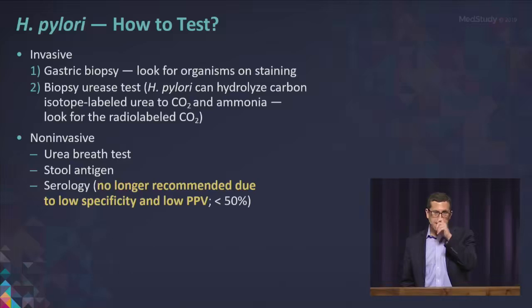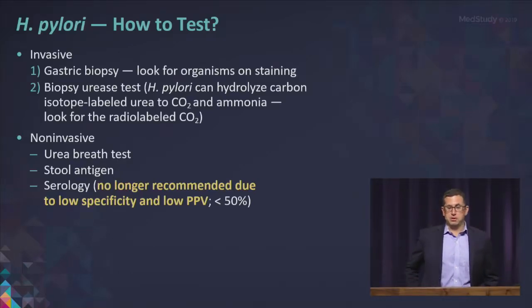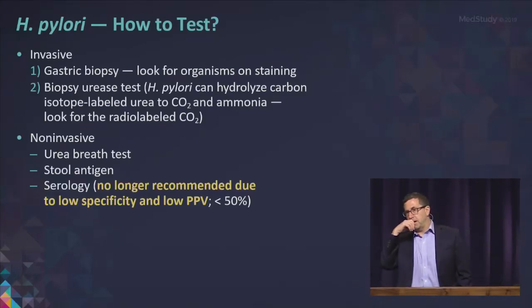Then there are some non-invasive ways, so you could do a urea breath test as opposed to a urease biopsy. You could do an HP stool antigen, which I'm sure most people are very familiar with. Serology, no good, right? Serology all it does is tell you whether the patient may have been exposed to H. pylori in the past. It does not tell you if the person has active disease, so that is not the answer.